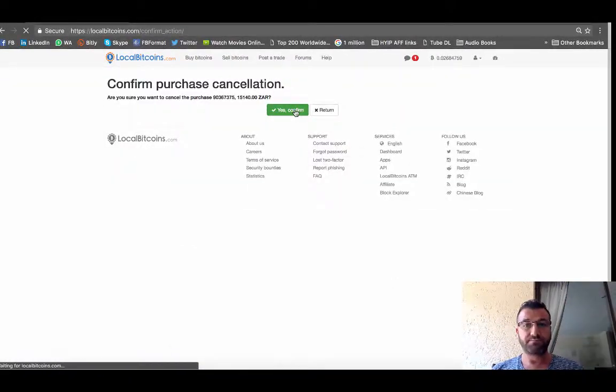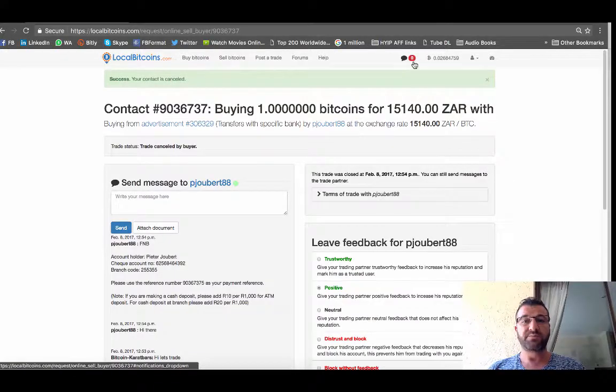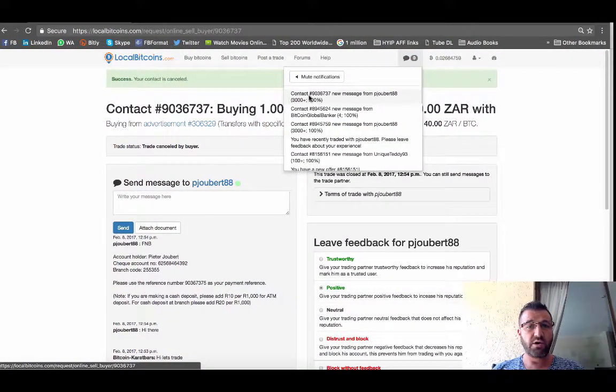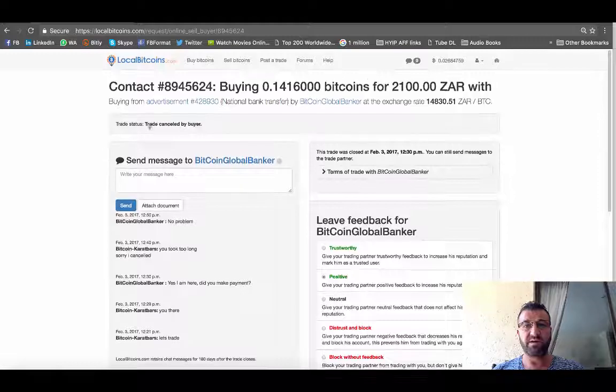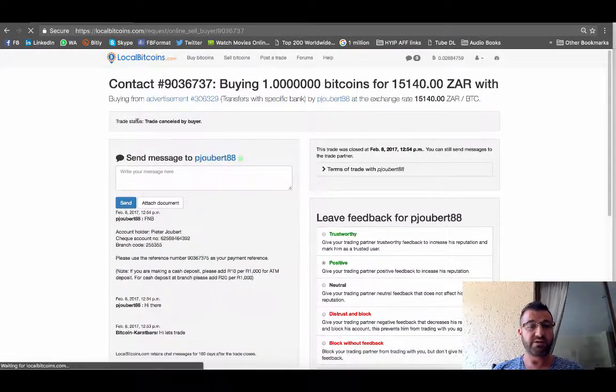Yes, confirm. So as you can see, there's a little speech bubble over here, and you can click on all the speech bubbles to get to the different trades. So that was a previous trade I did. This is the trade that we just cancelled, and very, very simple and easy to use. I know it's a little bit daunting, a new platform, when you come onto it, but once you get the hang of it and you're doing transactions on a regular basis, you'll see that it's very, very simple to use. So let's send a coin to another wallet.